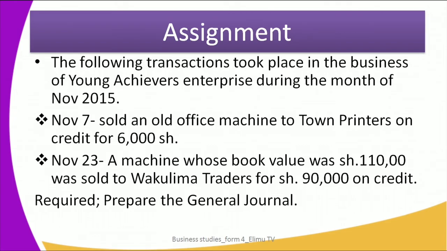So I'm going to review with some assignment here. The following transactions took place in the business of Young Achievers Enterprise during the month of November 2015. November 7, sold an old office machine to Town Printers on credit for 6,000. November 23rd, a machine whose book value was 110,000 was sold to Wakulima Traders for 90,000 on credit. So what you're supposed to do in this case is prepare the journal.